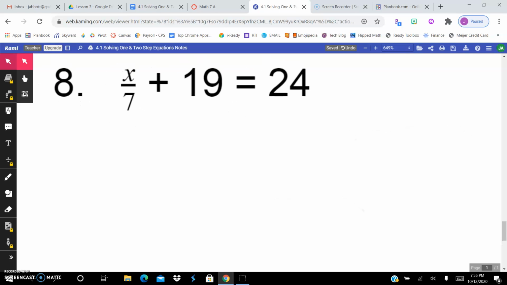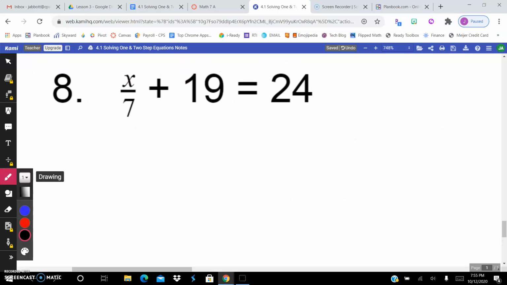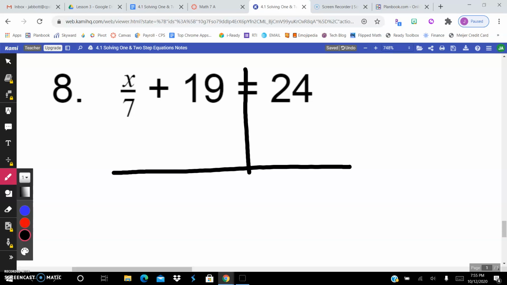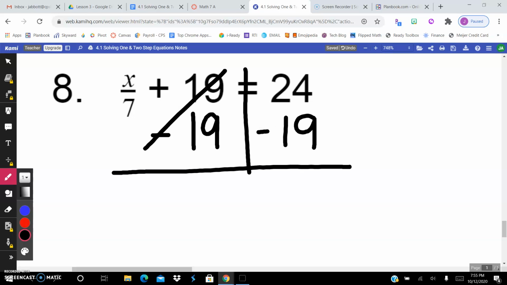And then for my last problem here, one that looks just a little bit different. On the side with the variable, the number that's farthest away would be that plus 19. So we're going to subtract 19 from both sides. So the 19's cancel here, and we have x over 7. And 24 minus 19 would be 5.